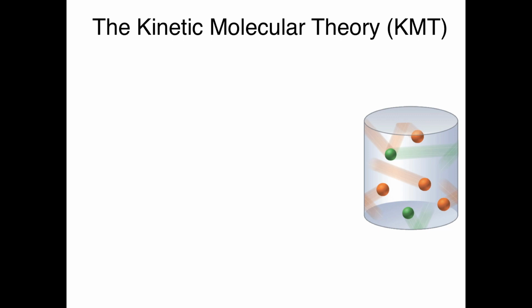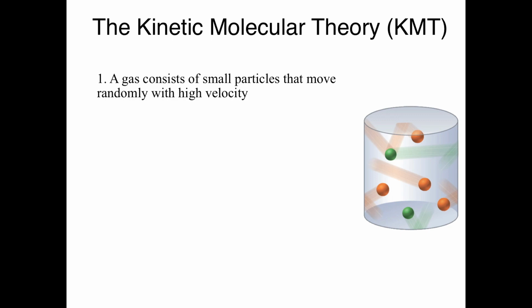And in this theory, there are 5 principles that help us understand the properties and behavior of a gas. The first is that gas consists of small particles that move randomly with high velocity. So the key in this one is that they move randomly and at high velocity. Imagine if you open a perfume bottle, what do you notice? Right? In a few seconds, the odor of that perfume spreads throughout the entire room. It happens very quickly, and it doesn't go in one direction, right? It goes in all directions in that room.